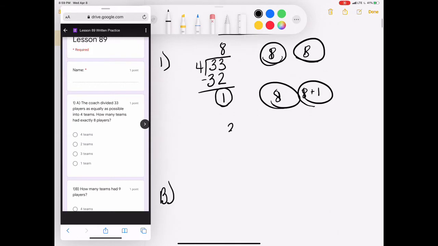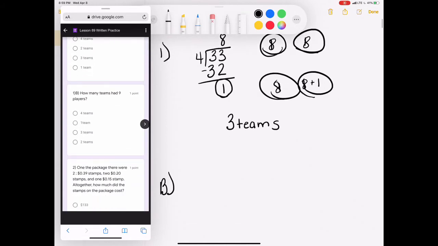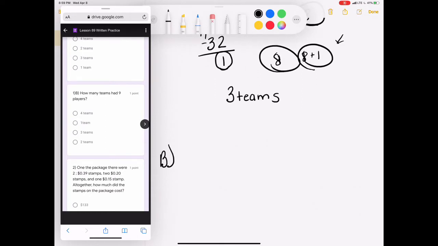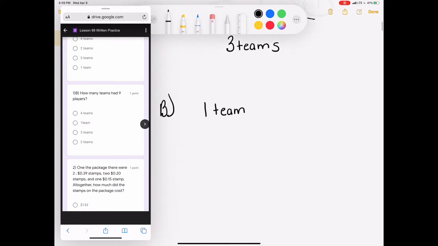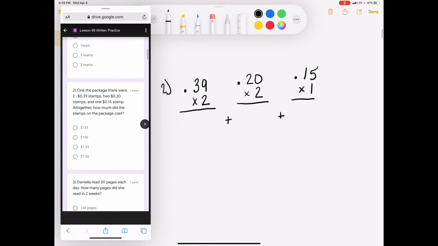3 teams on number 1A. B, how many teams had 9 players? That would be the teams that got a remainder player. That doesn't sound like a very nice thing to call them, but that would be 1 team for part B. 1 team gets an extra person.